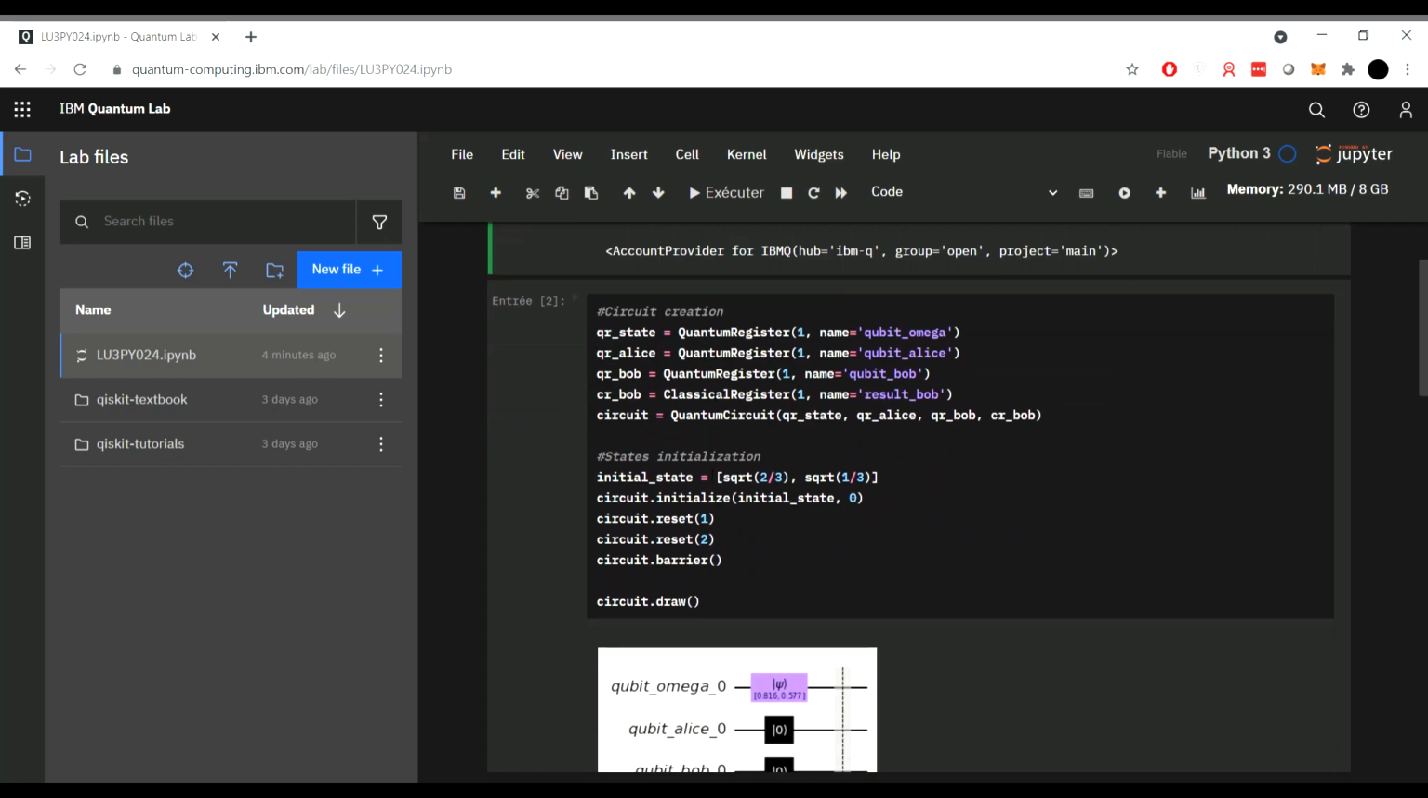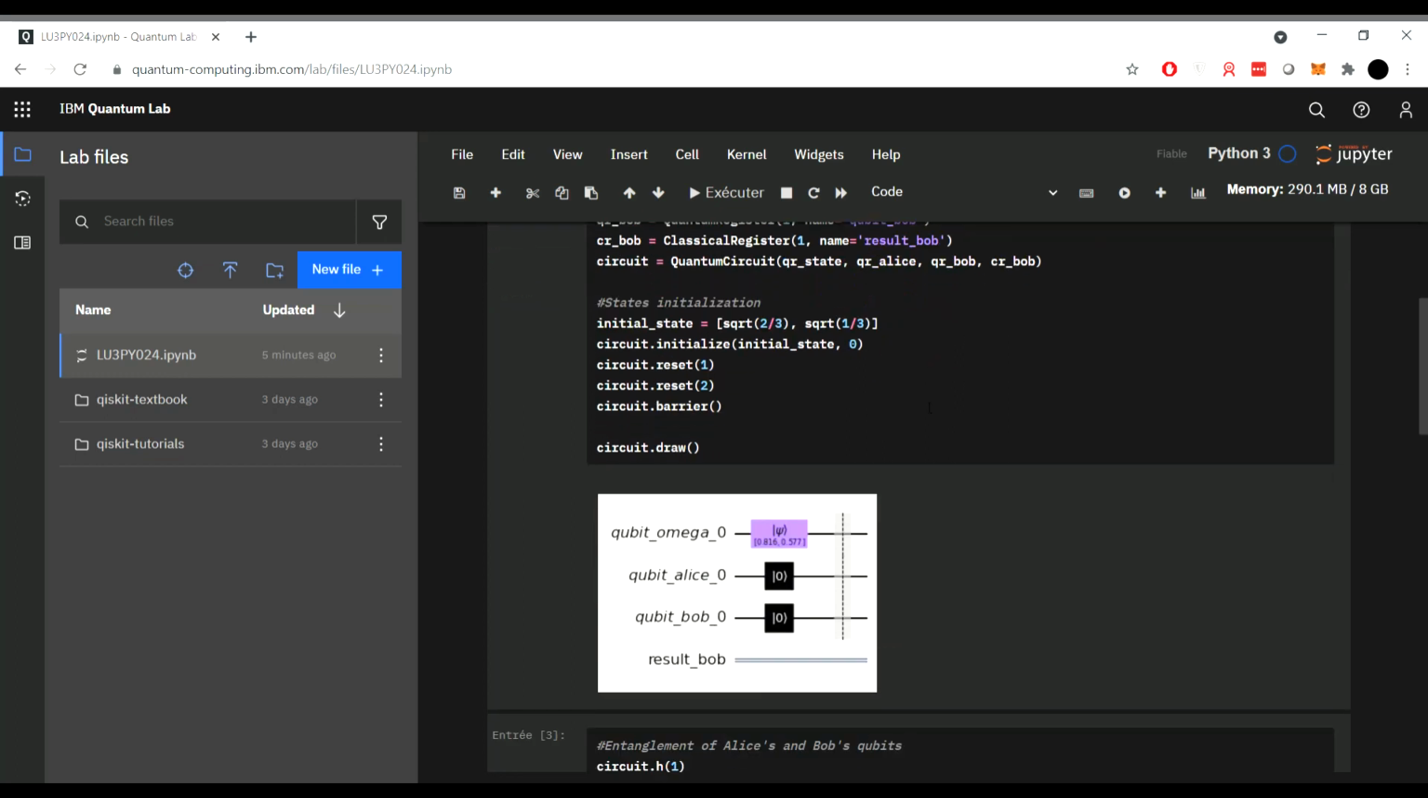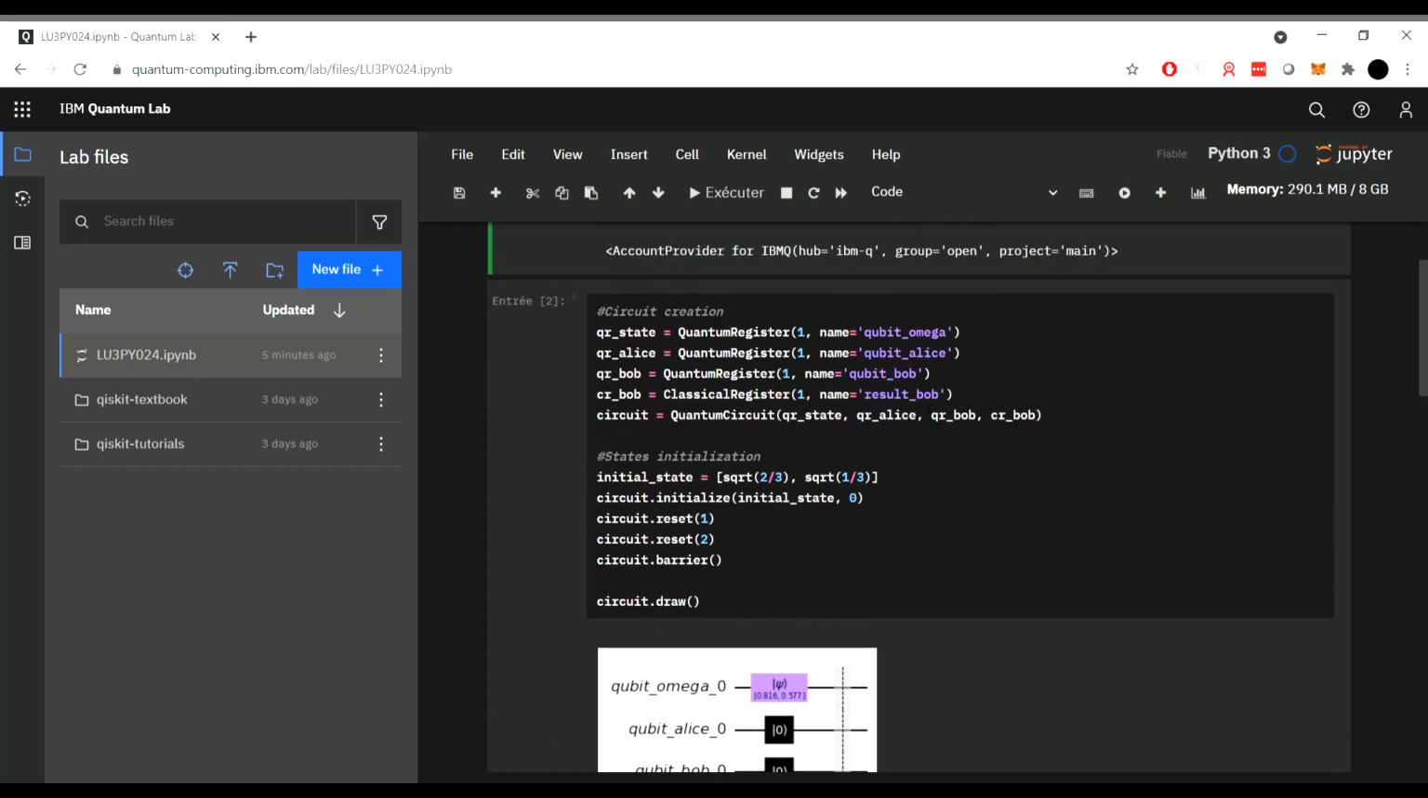Then, in this cell, we create and initialize the circuit. We have the different qubits: Omega that will be teleported, Alice, and Bob. And finally, a classical register for Bob. In fact, to know we have the state Omega in the end, we will measure Bob's qubit several times to obtain a good approximation of the probabilities of the states to be either 0 or 1.